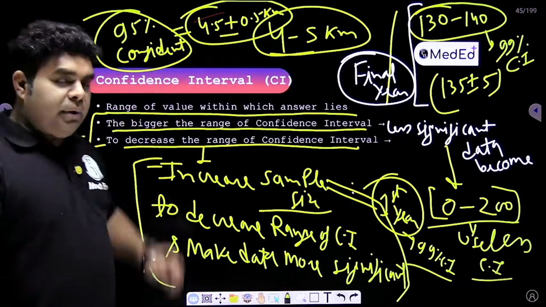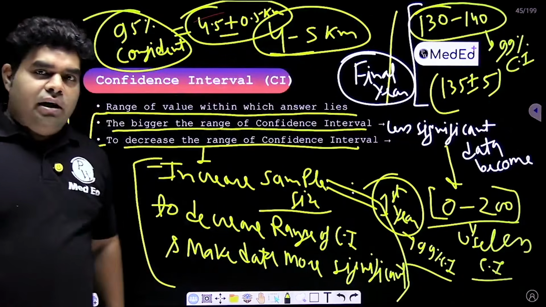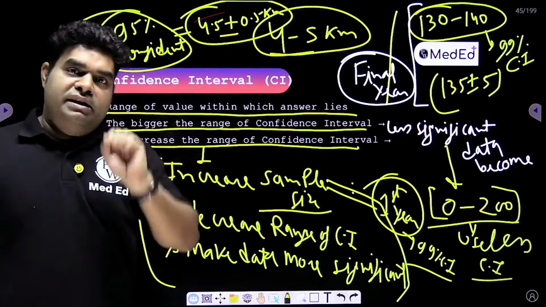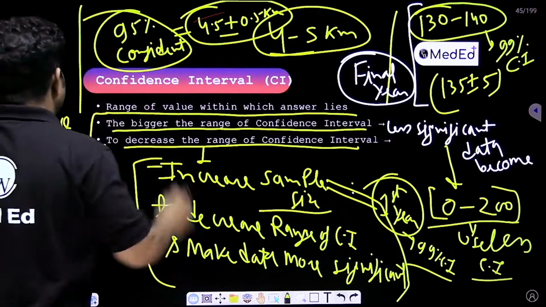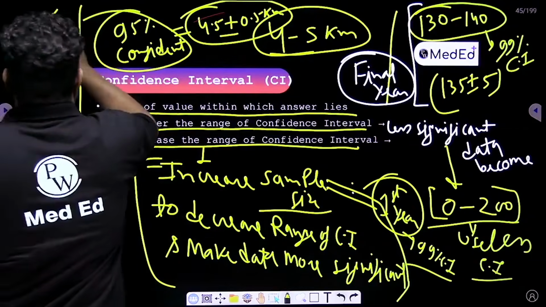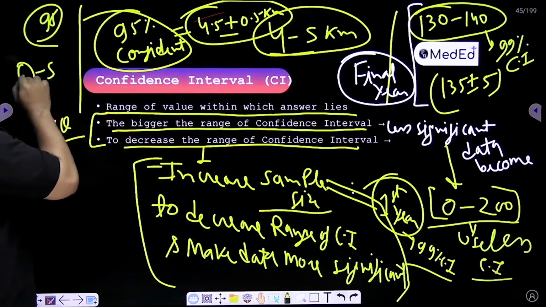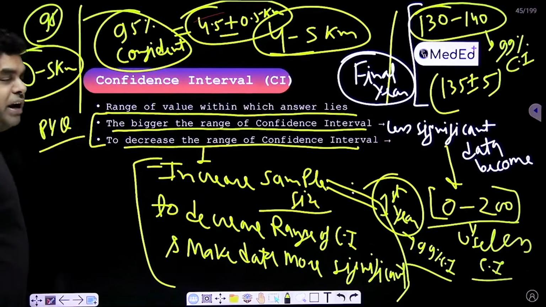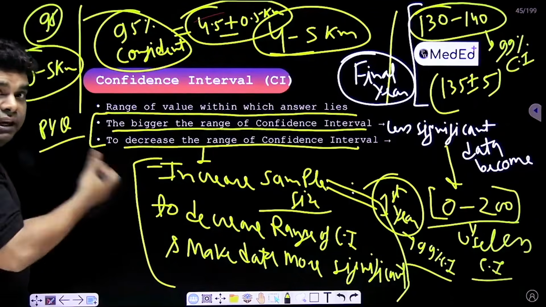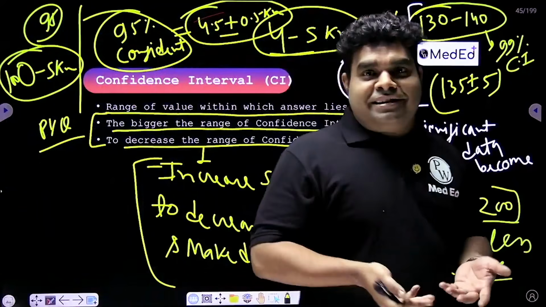Let's have one more example. You said I can run between 4 to 5 kilometers, 95% sure. This is your confidence interval range. But if you ask the same question from me, I will say I am 95% confident I will run between 100 meters to 5 kilometers. My range is 100 meters to 5 kilometers. Big range. Why? Because I have not run for many years.